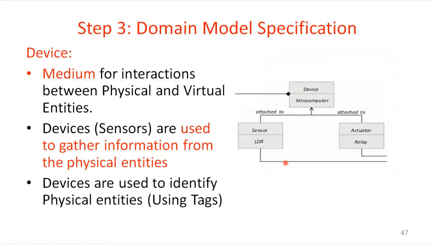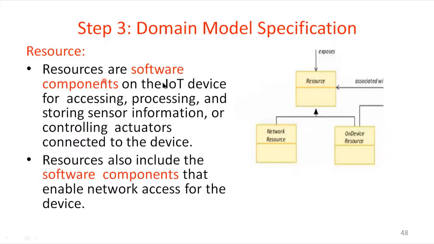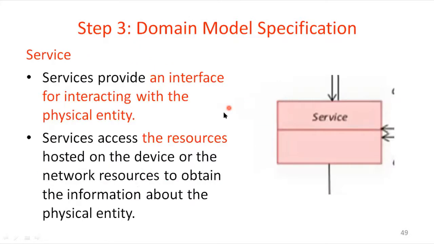For example, physical parameters. Coming to the resource: a resource is a software component, as you discussed, for accessing, processing or storing the sensor information. The resource includes a software component that enables network access for the device. This is a resource. And then the service. What is a service here? The service provides an interface for interacting with the physical entity. The services access the resources hosted on the device or network resources to obtain information about the physical entity.